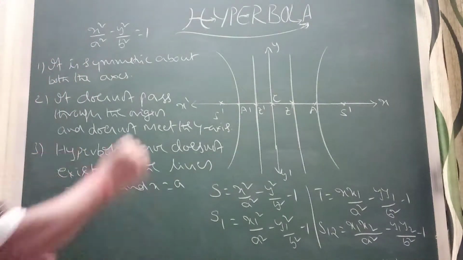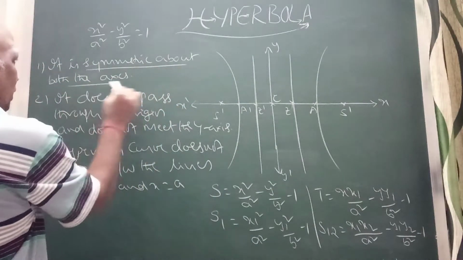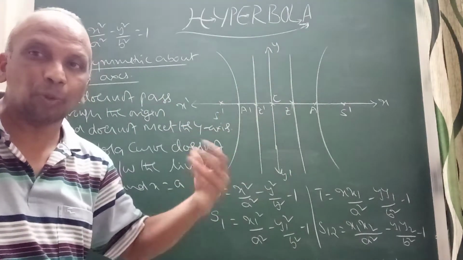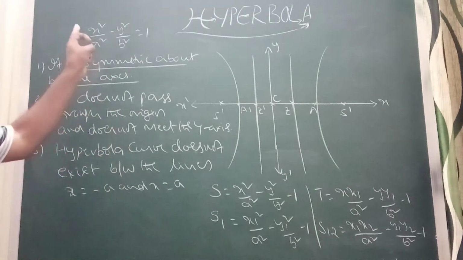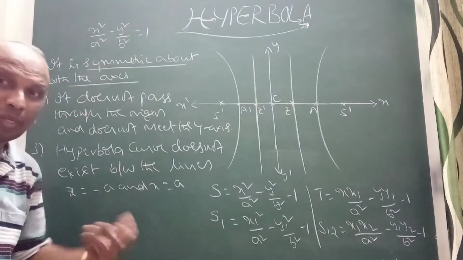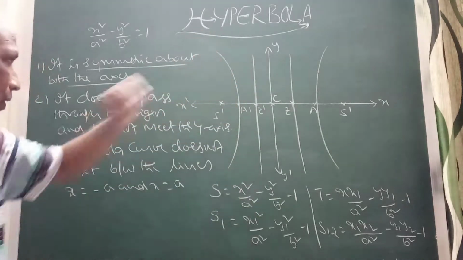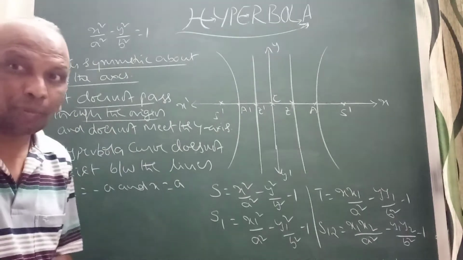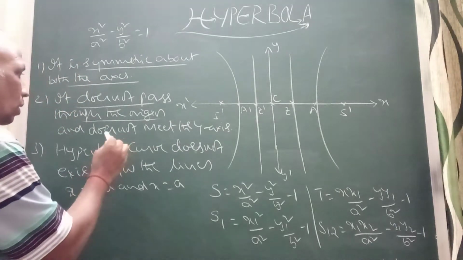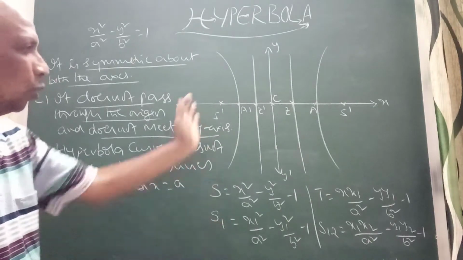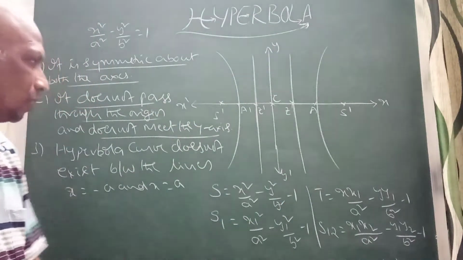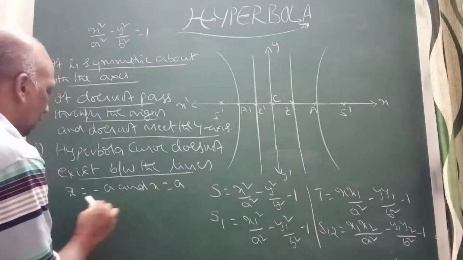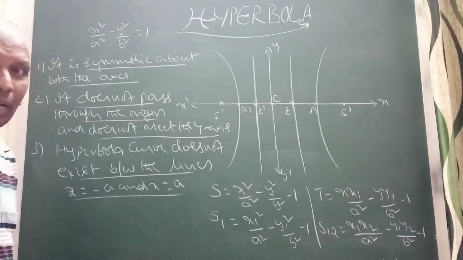Now again see here, it is symmetric about both the axes, along the x-axis and along the y-axis. Because both x and y have even powers, it is symmetric about both the axes. Next, the hyperbola does not pass through the origin and also does not meet the y-axis. And also the hyperbola curve does not exist between the lines x equal to minus a and x equal to a.